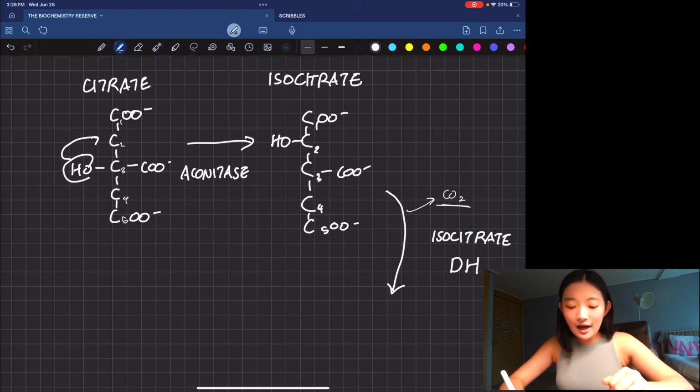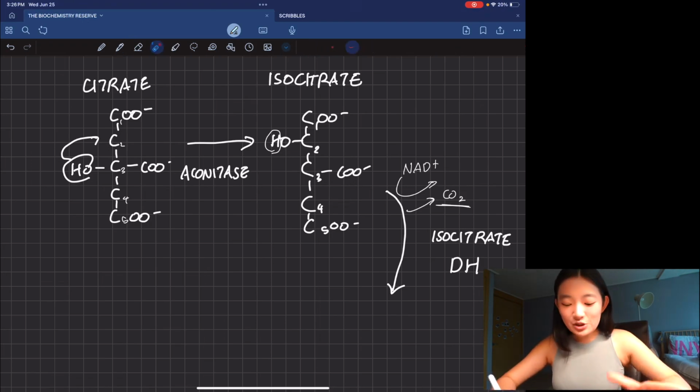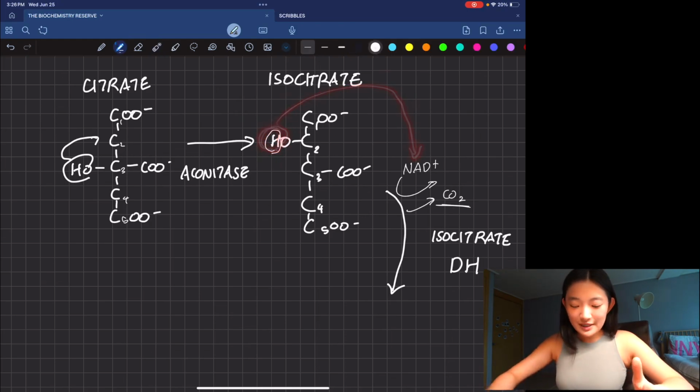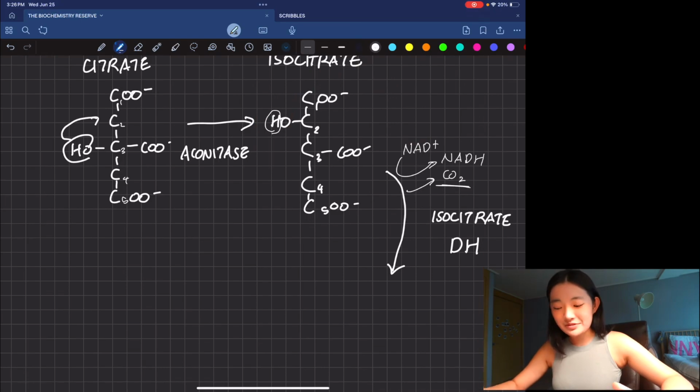So if we're going to take a hydrogen away, we're going to pop it right onto an electron carrier. So we're going to pop it onto an NAD+, sorry. Just imagine this hydrogen going onto here, right? So we have an NAD+.